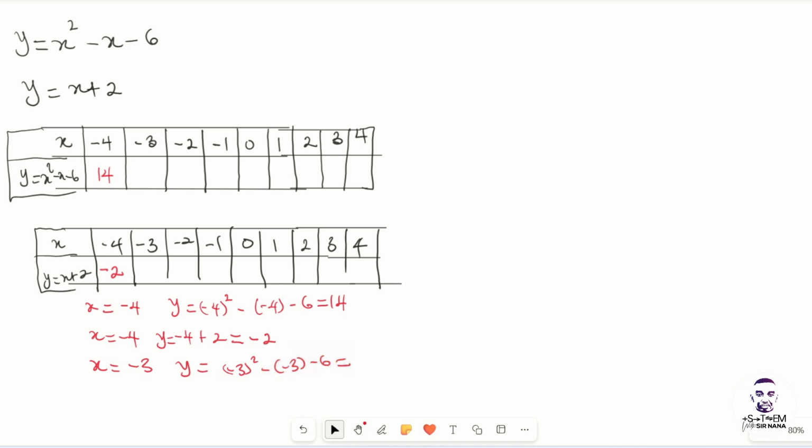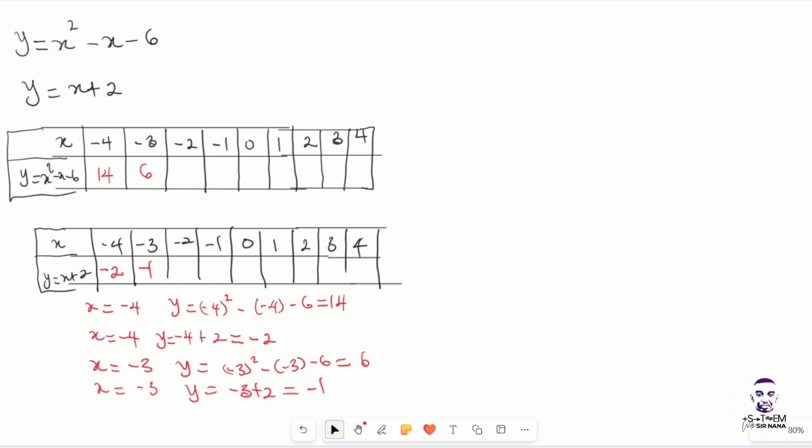Right? So we are going to have 9 plus 3, and then minus 6. And that gives us 6. So in the second one, we are going to have 6 here. And then when it's linear, x is equal to negative 3, we are going to have y equal to negative 3 plus 2. That gives us negative 1. So we have negative 1 here.